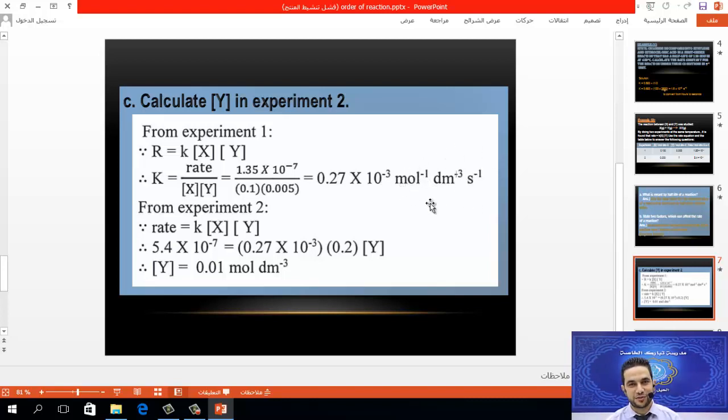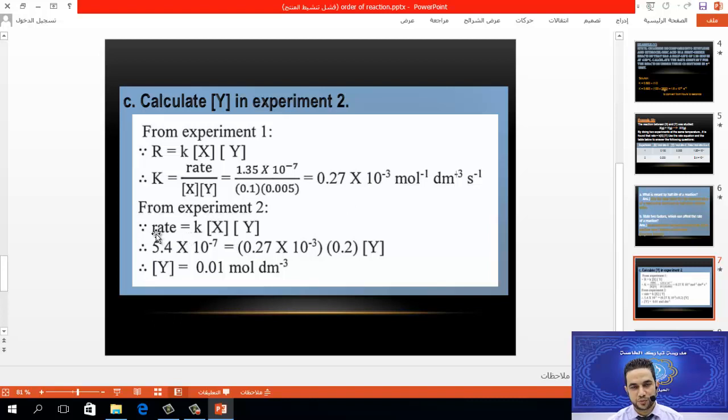Remember, this is the measuring unit of K for a second order reaction. Who can remind me what is the measuring unit of K in a zero order reaction? Like the rate: mole dm negative 3 second negative 1. This is for zero order. For a first order reaction, K is measured in second negative 1 only. And for a second order reaction, it is measured in mole negative 1 dm positive 3 second negative 1. So after we calculate K from experiment 1, we can substitute its value in experiment 2.